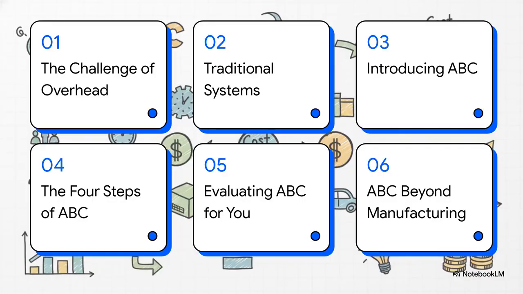So here's our agenda. We'll begin with the foundational problem itself, overhead costs. From there, we'll look at why the older traditional systems are often inadequate. Then, of course, we'll introduce activity-based costing, walk through the 4 steps for implementing it, evaluate when it makes strategic sense, and finally, look at its implications beyond the world of manufacturing.